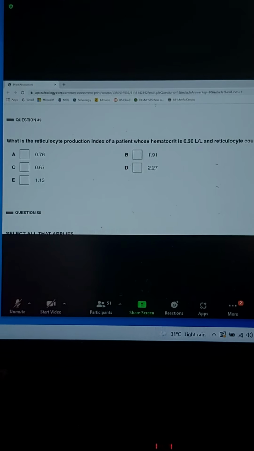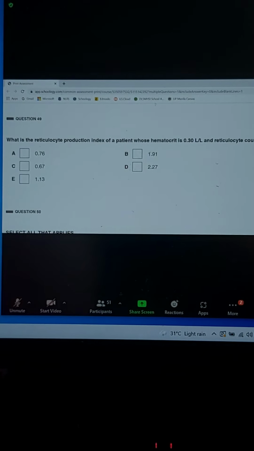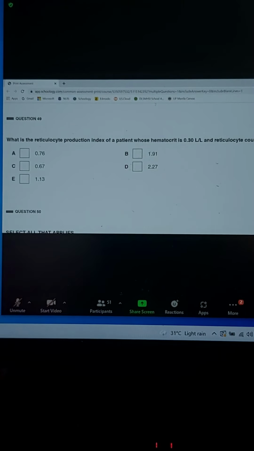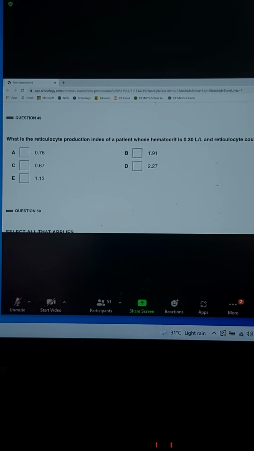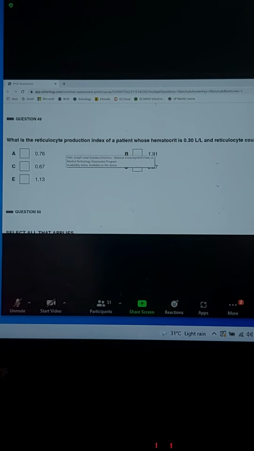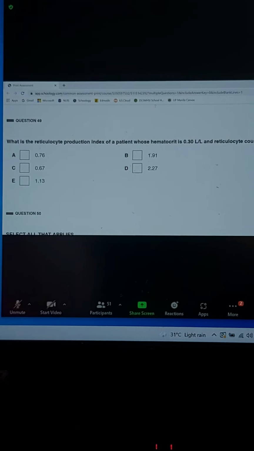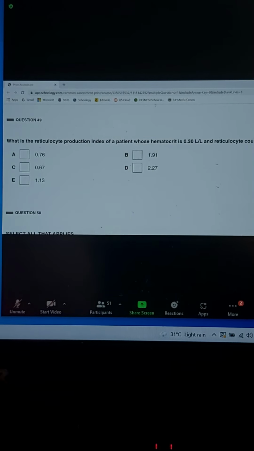Paano ba natin masasabi kapag adequate siya? More than 3 po. More than 3 pa? 3 nga ba yun? Anyway, so yun. So 1.13.